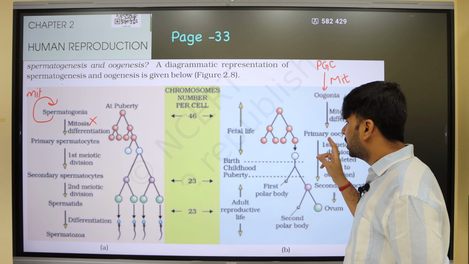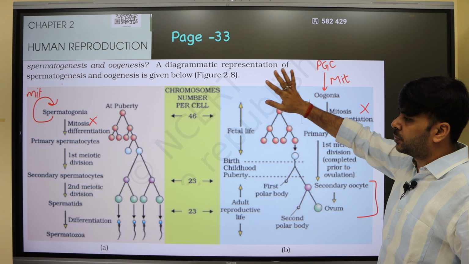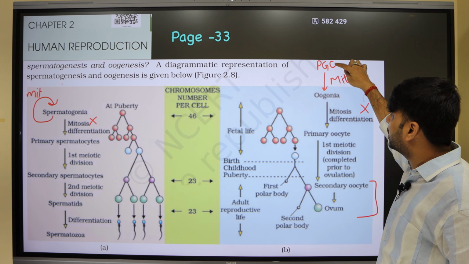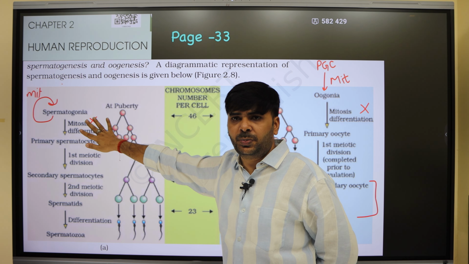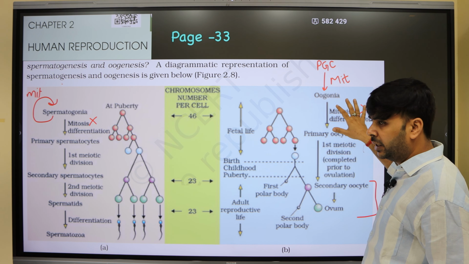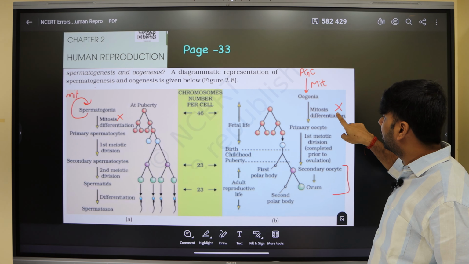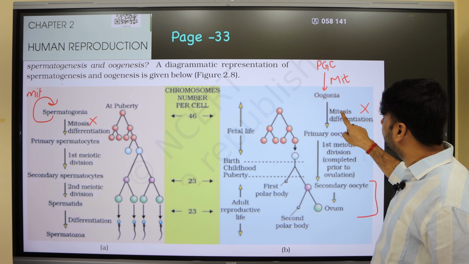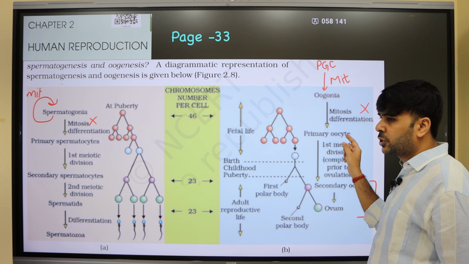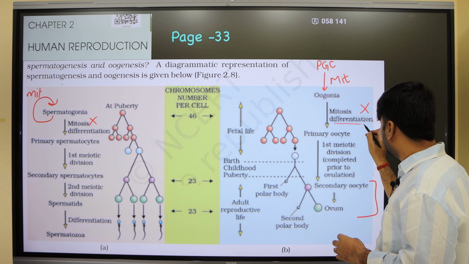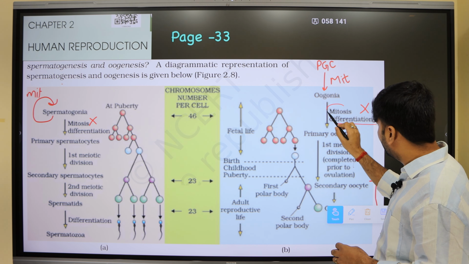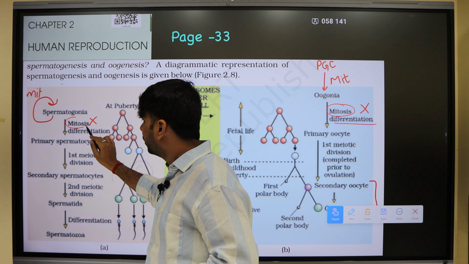Now moving towards oogenesis. In oogenesis, as in spermatogenesis, PGC, primordial germ cells, undergo mitosis to form oogonia. Here also PGC forms spermatogonia. What is the error here? The same line says oogonia through mitosis form primary oocyte. No, oogonia form it through differentiation. So only the lower statement is correct. In the upper one, mitosis is wrong.